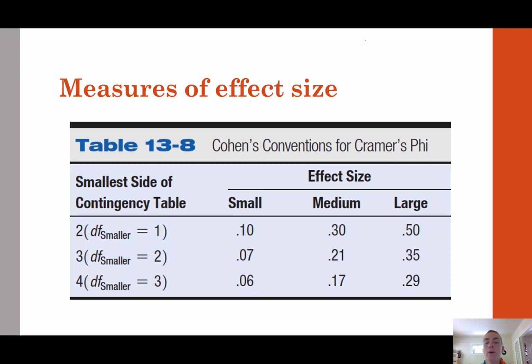Here are just some of Cohen's suggestions for what a small, medium, and large effect size is. So with degrees of freedom for the smaller one of the rows or columns equal to 1, then the cutoff values are 0.1 for a small effect, 0.3 for a medium effect, 0.5 for a large effect. So our effect would be a large effect.